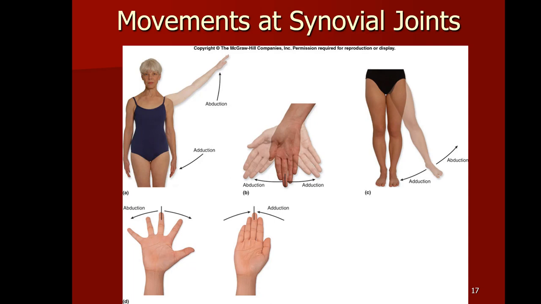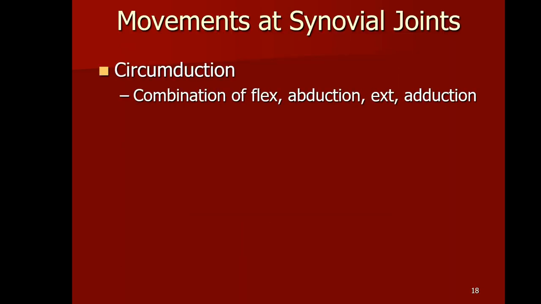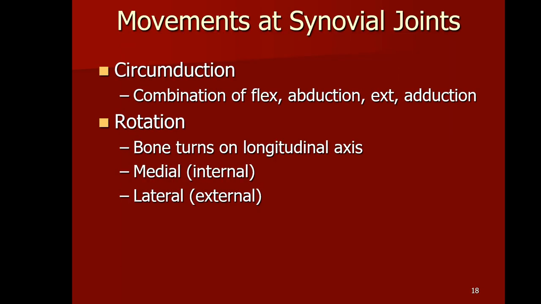All right, so other movements, circumduction. It's a combination of flexion, abduction, extension, adduction. A picture is worth 1,000 words. Here, I'll show you a picture. And rotation just means that the bone is rotating. We have some great examples of this, like with the humerus, it can rotate from side to side. If it rotates away from the body, it's called lateral rotation. Back towards the body, medial rotation. Sometimes it's called external and internal, respectively.